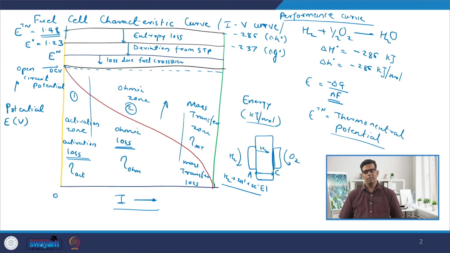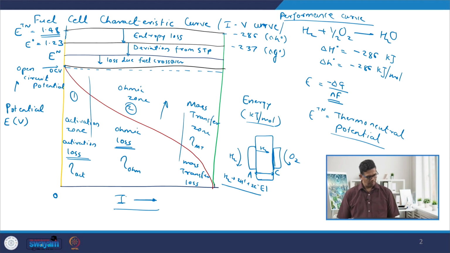This is a highly unfavorable reaction, and since we are losing the fuel unnecessarily on the cathode side, this loss is called loss due to fuel crossover. The fuel is getting crossed over, and the reactions take place at different electrodes. Ultimately we see the potential across the terminals of the fuel cell, and that potential is called the open circuit potential. Why is it called open circuit potential? Because as of now we are not drawing any current from the circuit. So the current drawn is still 0.